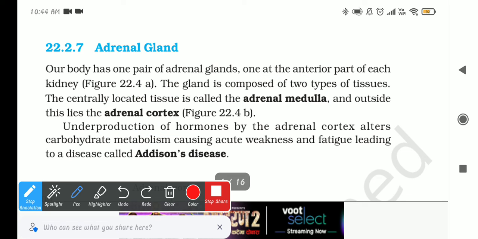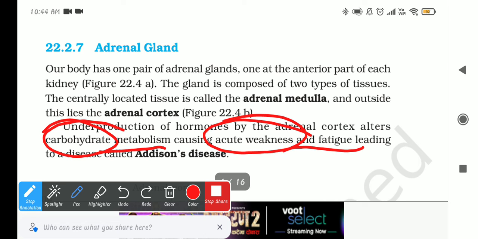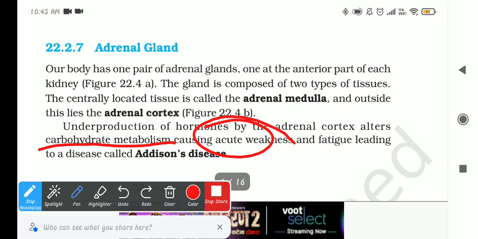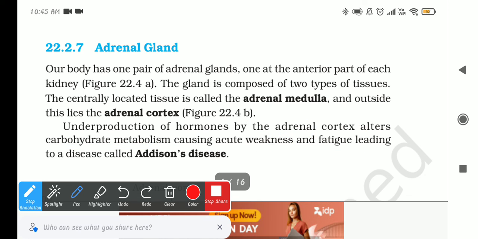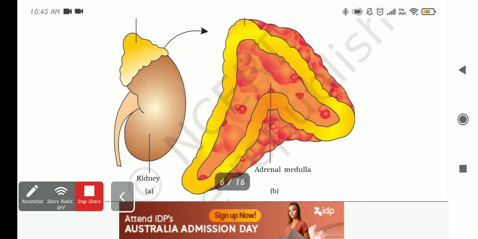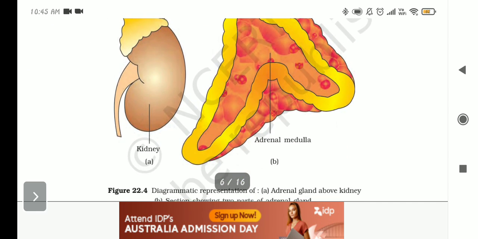Underproduction of hormones by the adrenal cortex alters carbohydrate metabolism, which leads to acute weakness and fatigue, and to a disease called Addison's disease. So these are the adrenal glands we have.